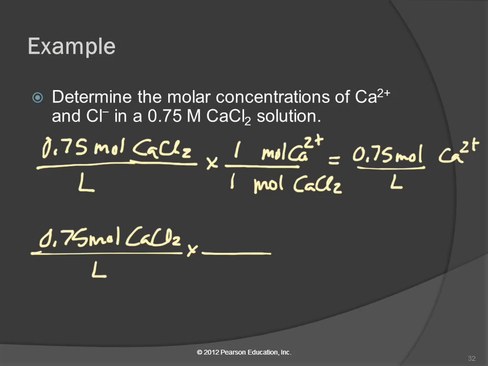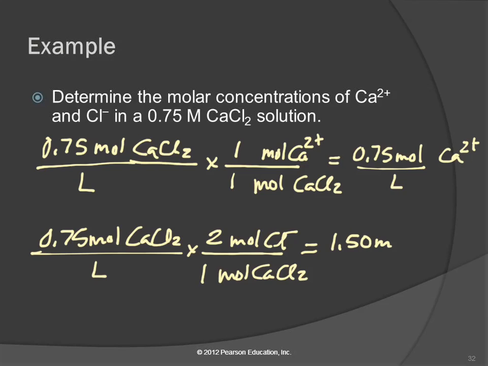What if we want to know moles of chloride ions? Well, we need to figure out how many chloride ions are in 1 unit of this. There's 2. So this is 2 moles of chloride for every 1 mole of calcium chloride. And we'll get 1.50 moles per liter of the chloride ion. And depending on what you're doing with this solution, you may or may not care about this. Any questions?